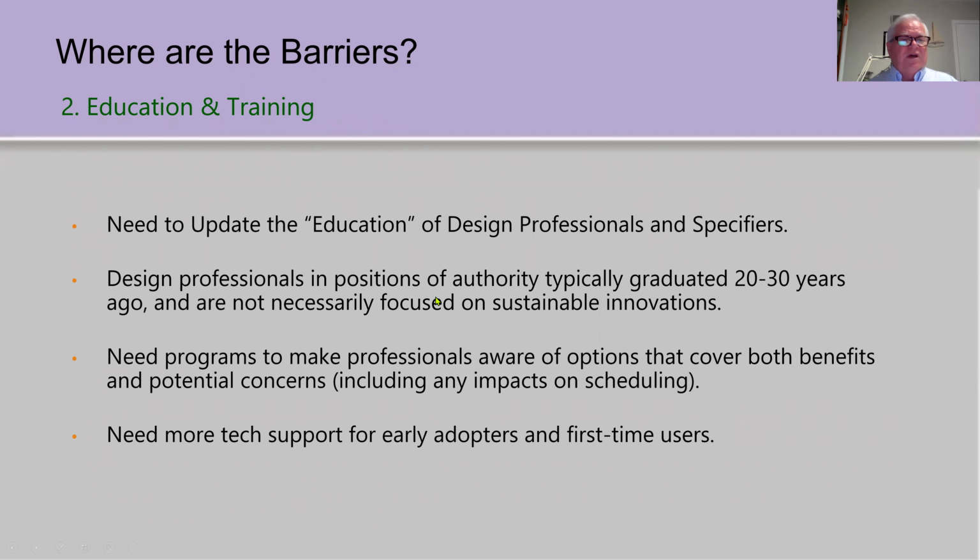The other big barrier is education. Design professionals and specifiers need to be educated because things have changed. When they went to school 20 or 30 years ago, they didn't talk about sustainability very much, so they need to get informed about what's going on. So we need tech transfer to help them. And on new jobs, we're going to try things for the first time where people are nervous. People promoting this need to provide tech support on the ground for early adopters.